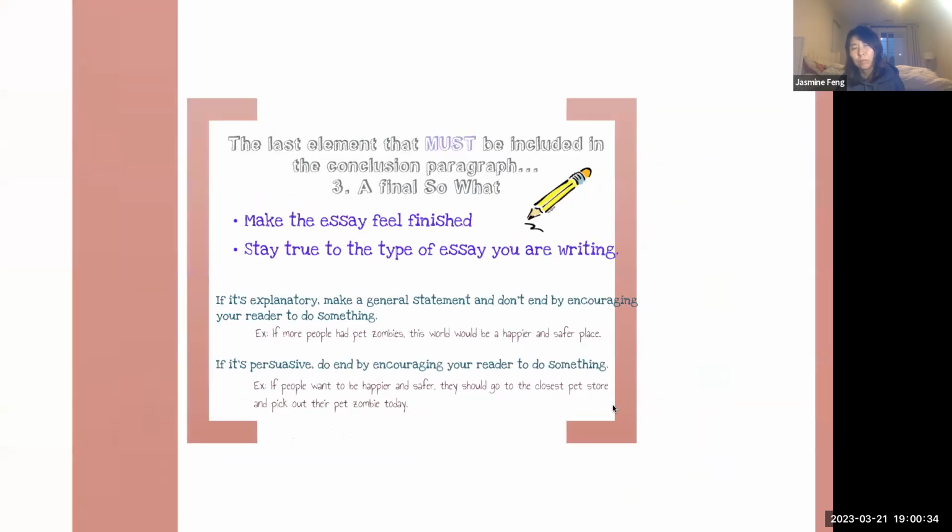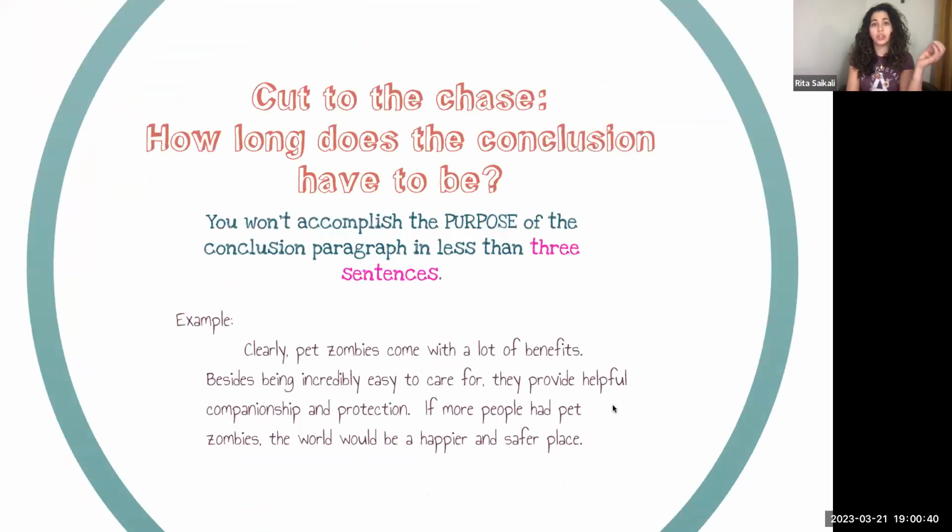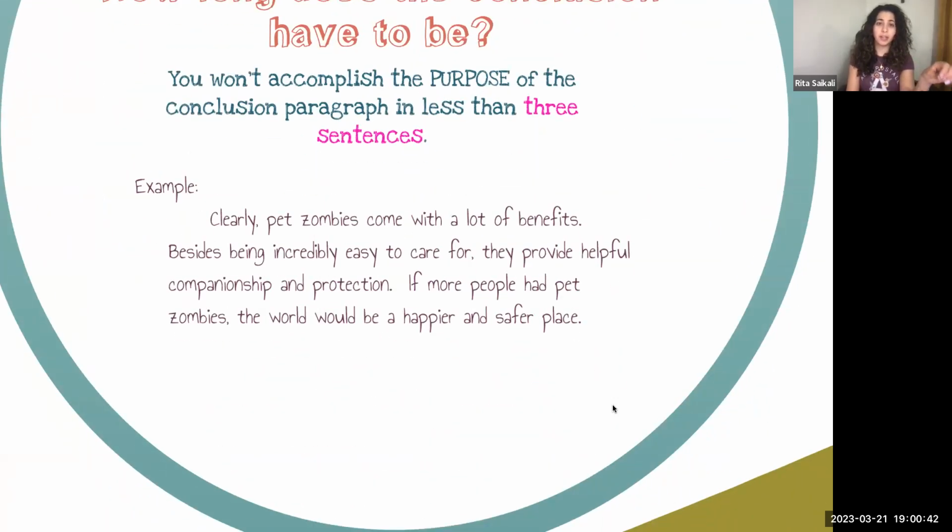Awesome. All right. So how long does the conclusion have to be? You won't accomplish the purpose of a conclusion paragraph in less than 3 sentences. So you don't want to write 1 sentence. 1 sentence is not a conclusion. You want at least 3 sentences. A little bit more is good. I would say 3 to 6 sentences would be good, but no less than 3.